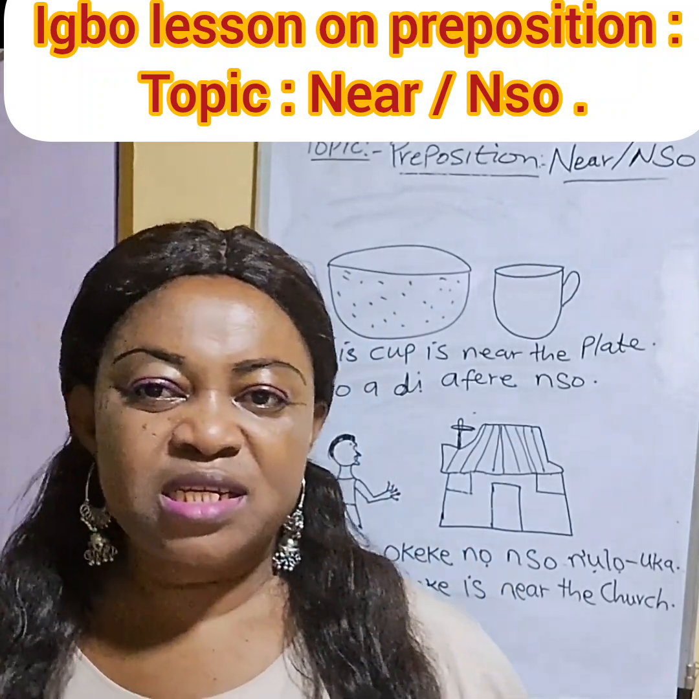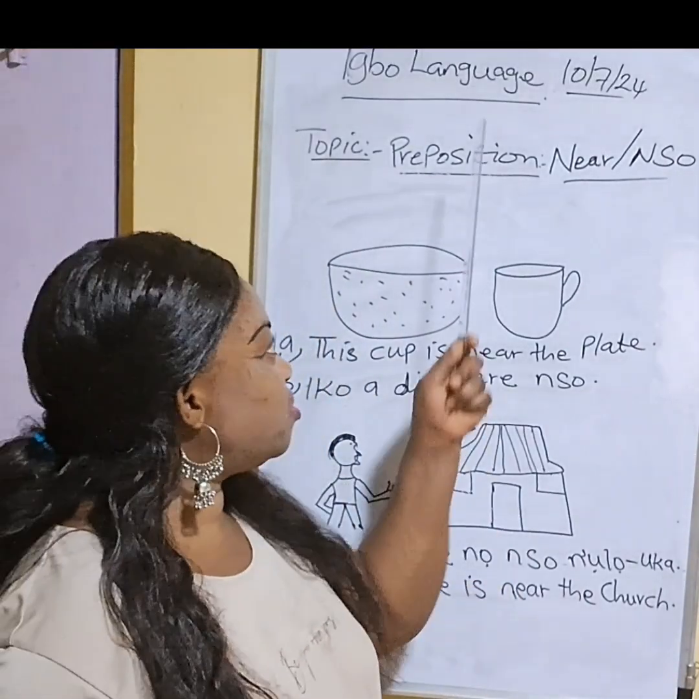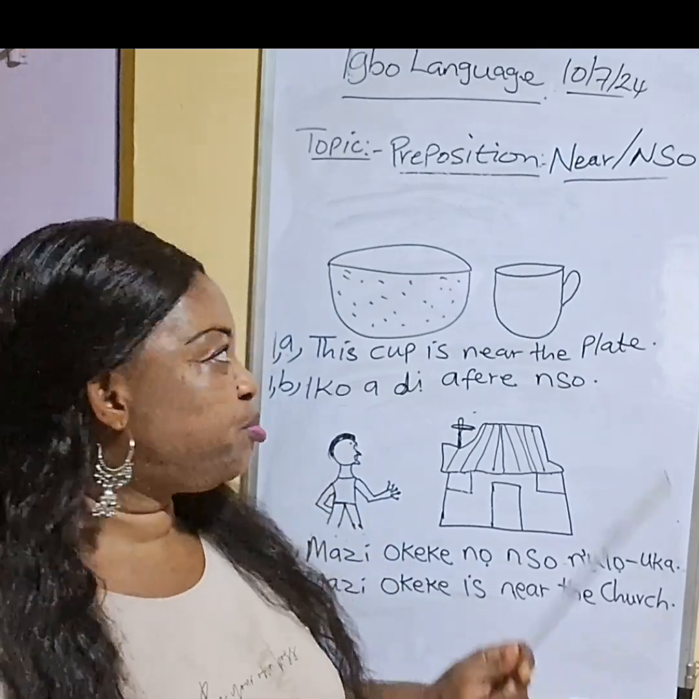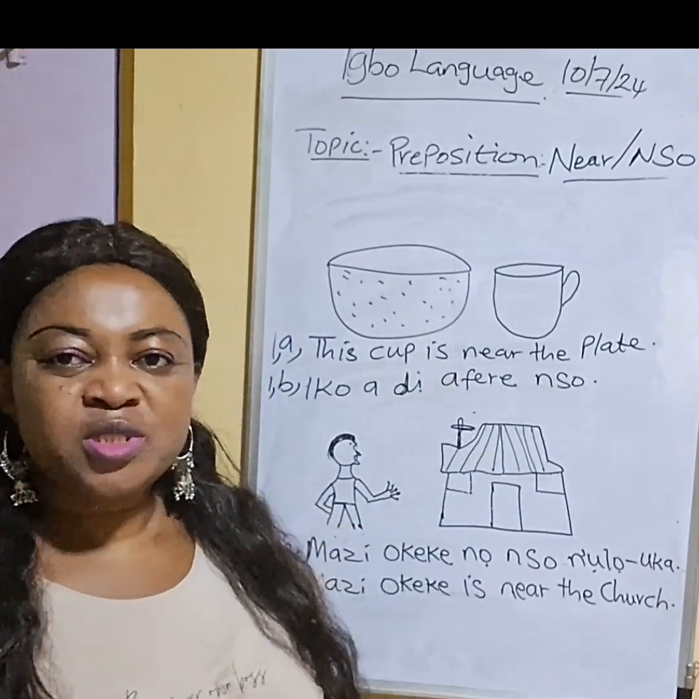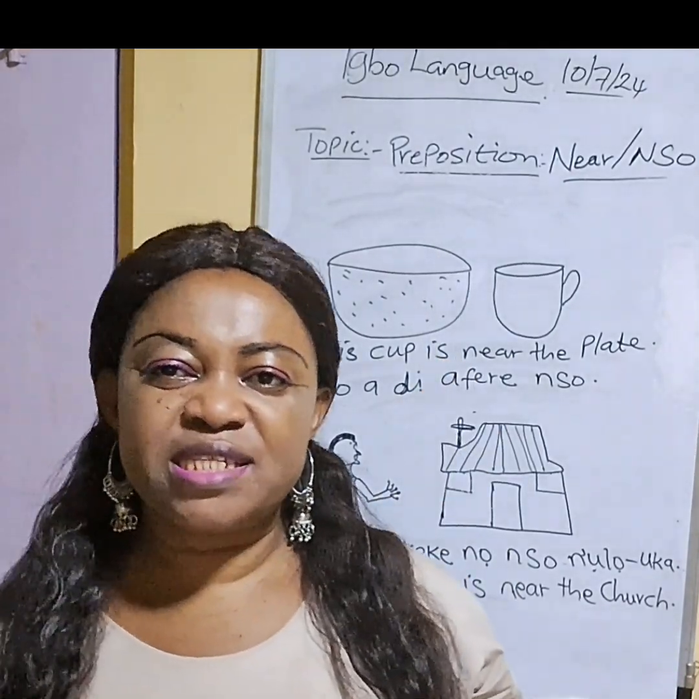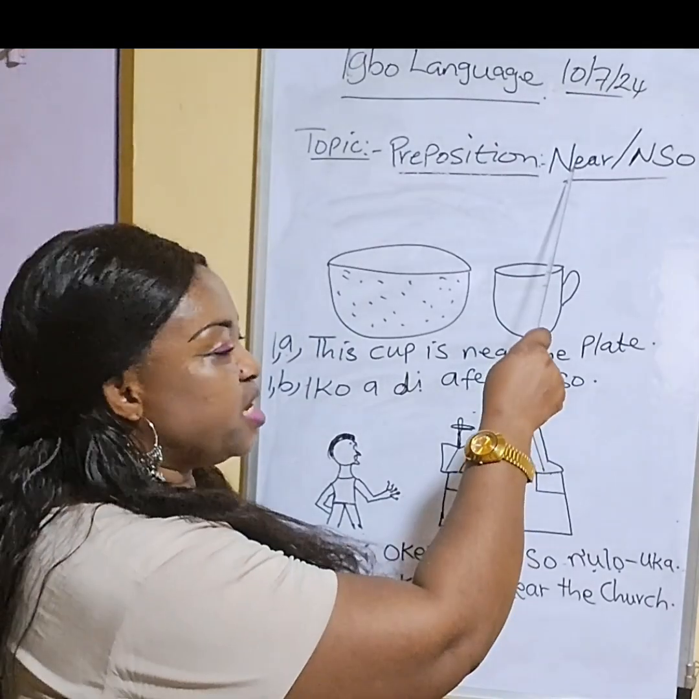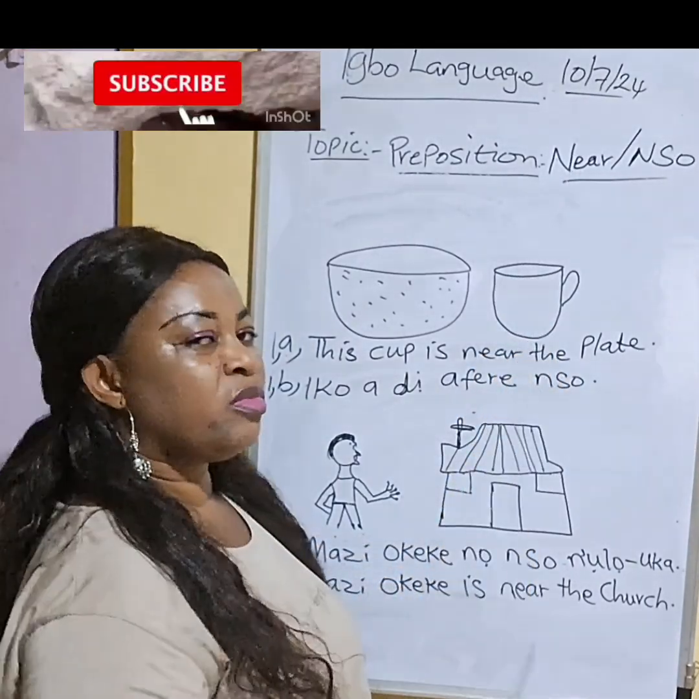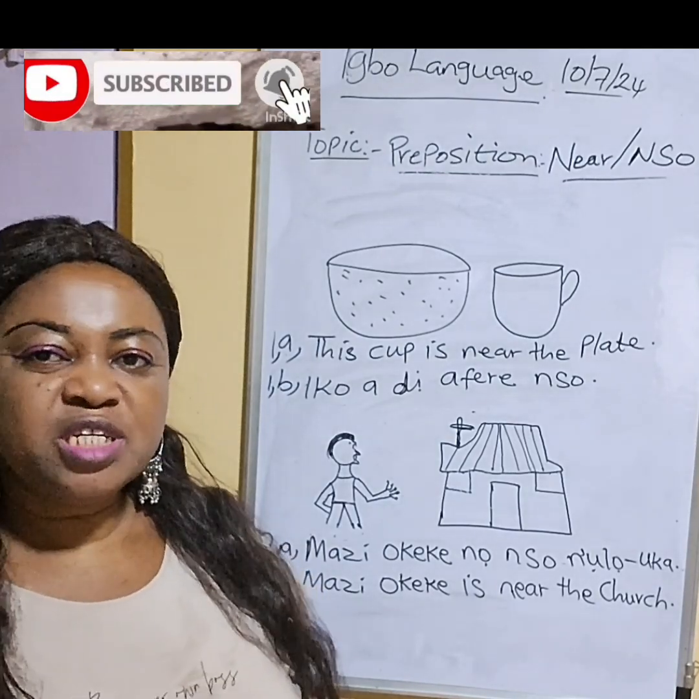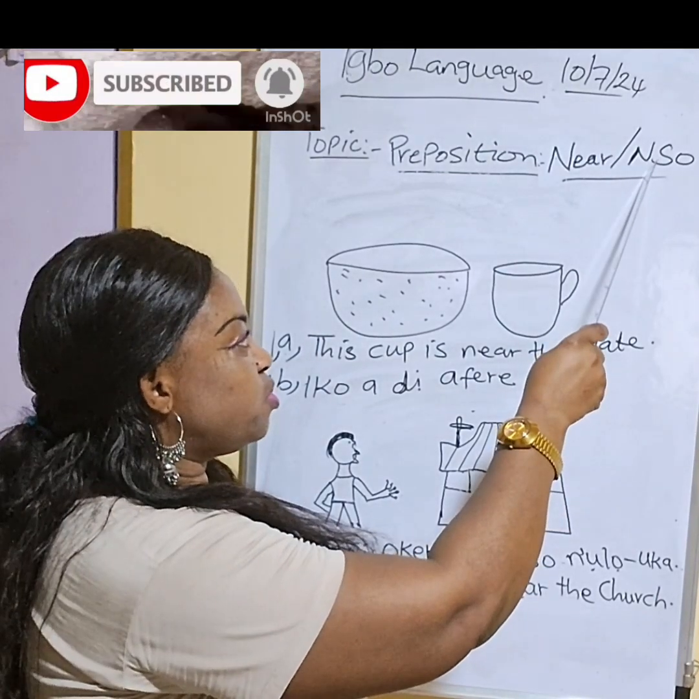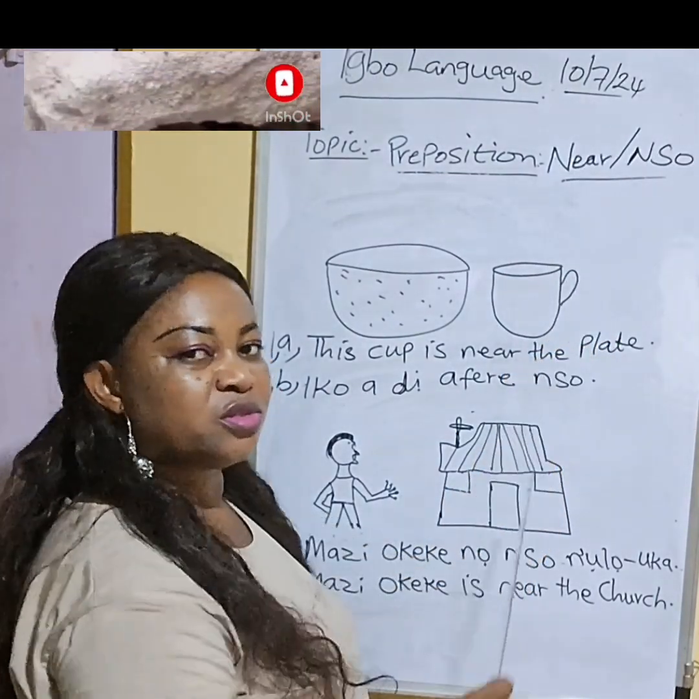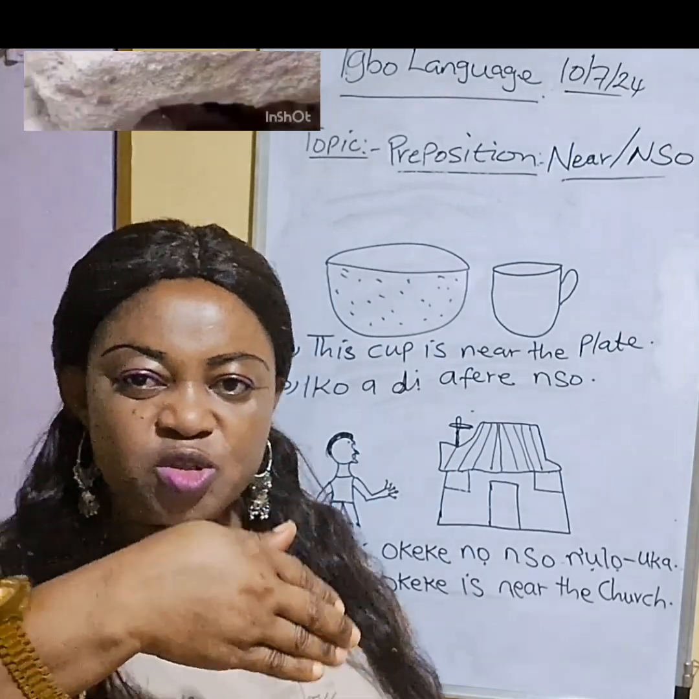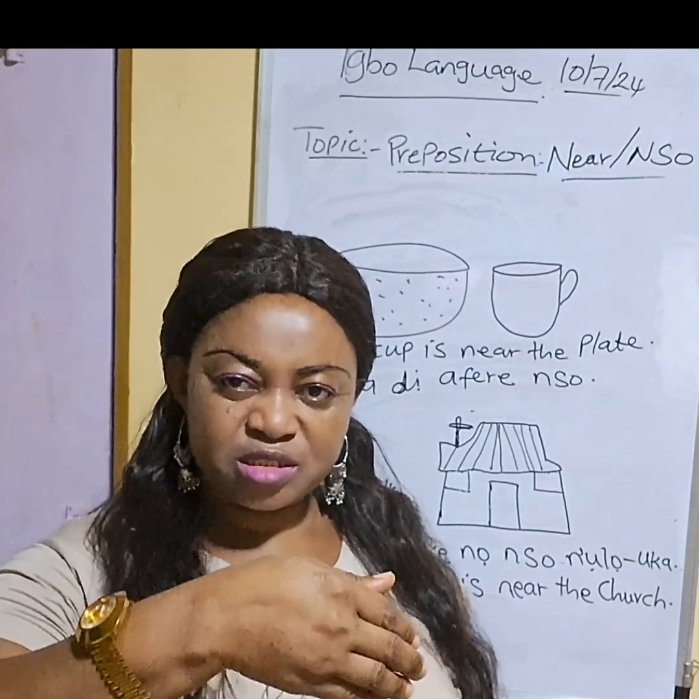Back to my class. We have Igbo language. Still on preposition. We are going to see a topic that says near. Class, repeat after me. Near. Near in Igbo, it means nso. Near, nso. Ihe dị nso. Something that is closer.